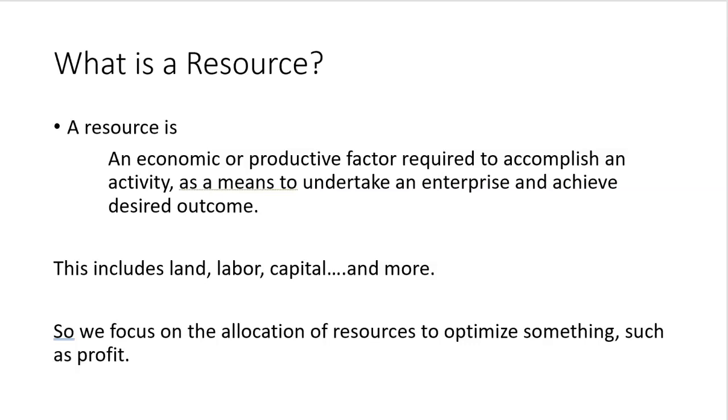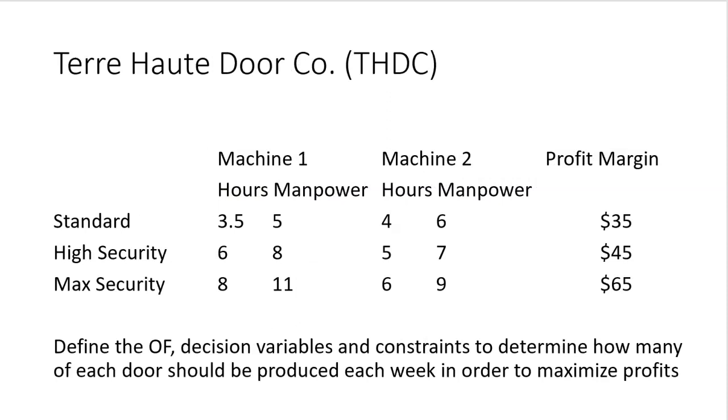So a common linear programming model involves the allocation of these scarce resources to optimize some function. And in these models, the main issue is how to distribute resources among competing demands. Okay, so the book takes us then through the Terre Haute Door Company, or THDC as it calls it. And the thing about THDC is, as it builds doors, these are standard doors, high security doors, and maximum security doors. And as it builds those, it notes that each door requires a different amount of machine time and labor, and each one actually has a different profit margin along the way.